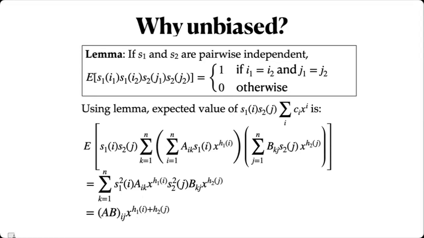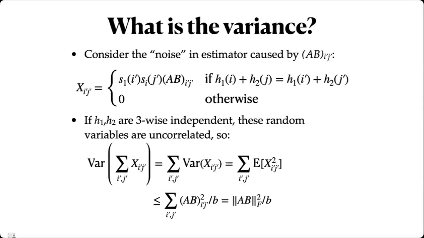So of course, unbiasedness is not enough to make this useful. We also want to know something about the variance, and it turns out that it's not too much more complicated to analyze the variance. So basically, what we want to analyze is, how much noise do we expect in the estimator. So we can look at some entry at position i prime j prime in this matrix product.